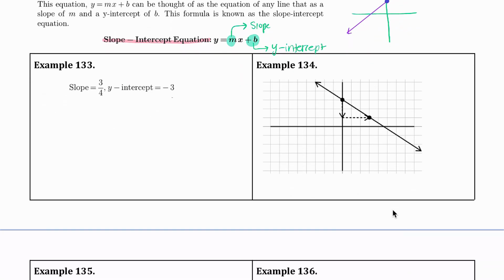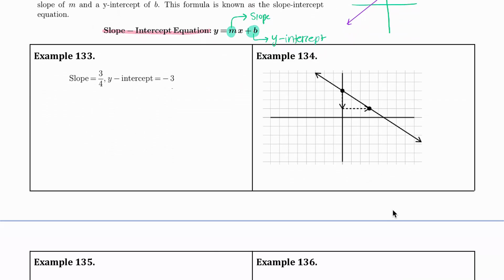Okay, so first, let's just practice writing the equation of a line in slope-intercept form. So keep in mind, y equals mx plus b. Okay, on example 133, they actually gave us all the information we need to know. They told us our slope is 3/4 and our y-intercept is -3. So our m is 3/4, our b is -3. If we know those two pieces, our slope and our y-intercept, all we have to do is put them where they go. y equals m, which is 3/4 x, plus b, plus -3 or -3. So this is the equation of that line in slope-intercept form.